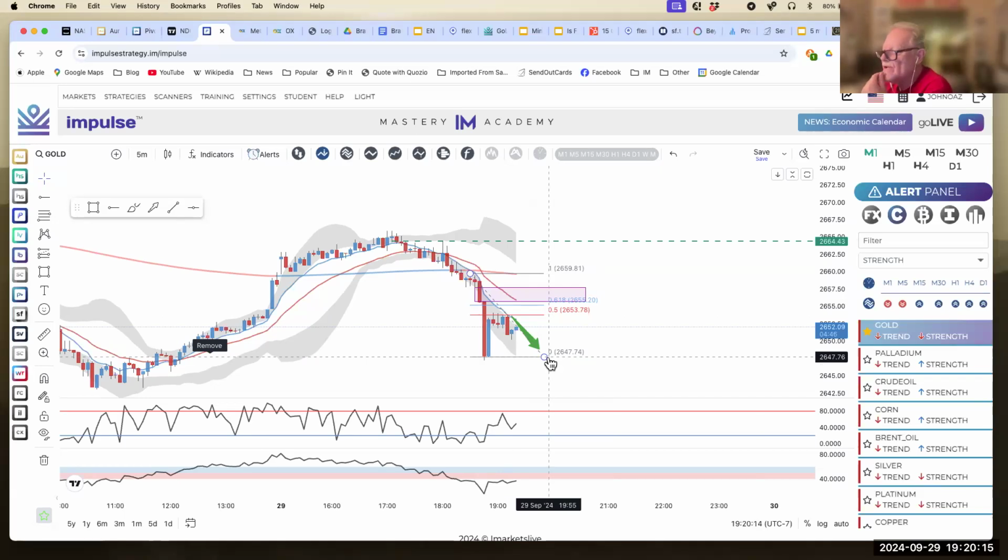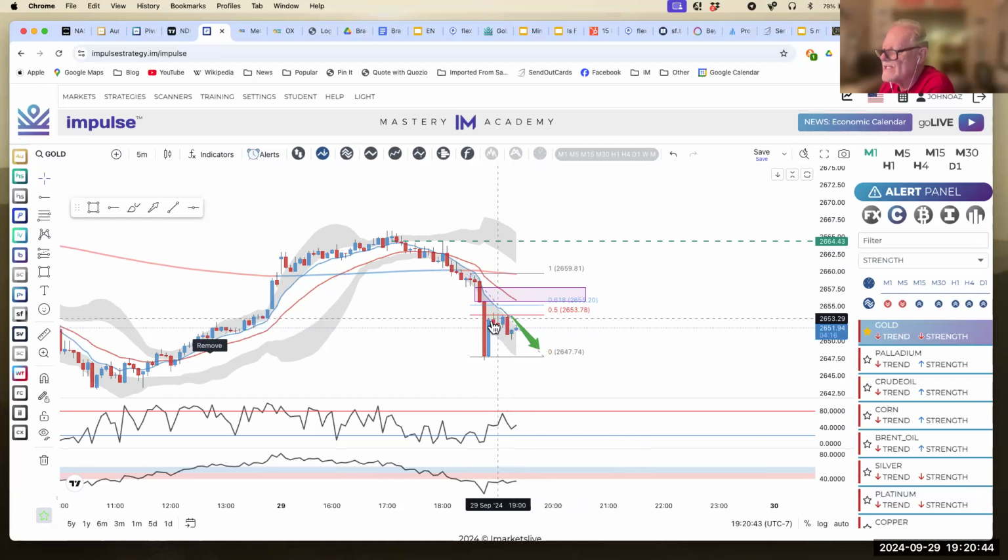There's several ways of doing the Fibonacci. I like doing what they call run of color, where you have to have at least three candles of the same color. In this case, we got 1, 2, 3, 4. We start at the top of the first candle of the same color, including the wick, and we go all the way down to the bottom of the next candle that's not the same color. And then we release it, and that gives us our fib. And right now we haven't broken that fib.